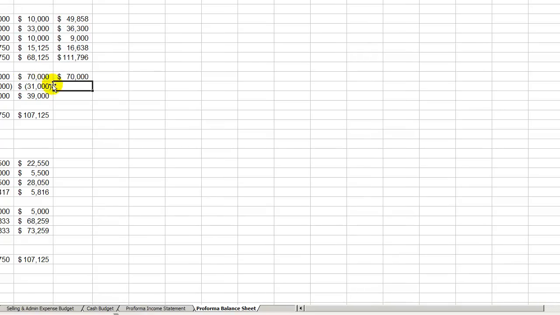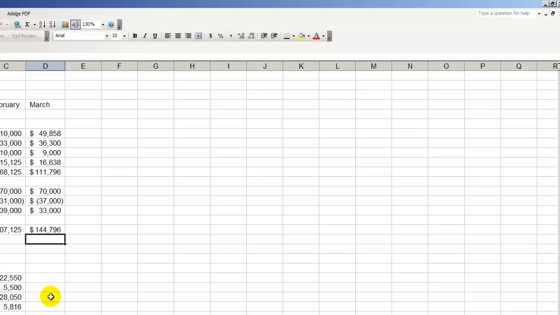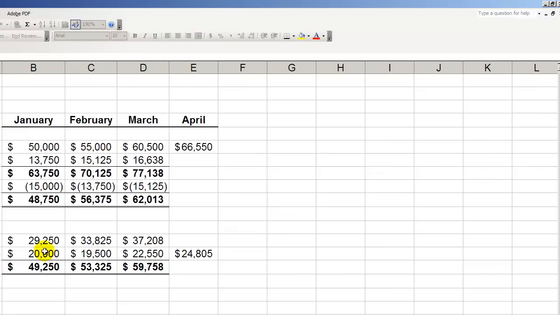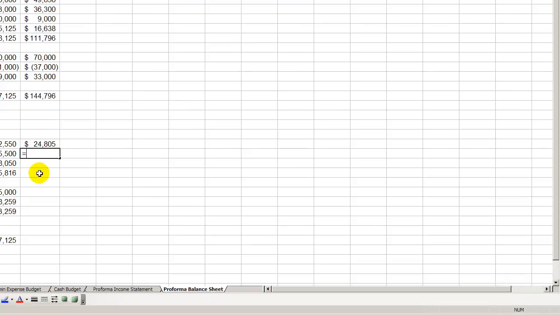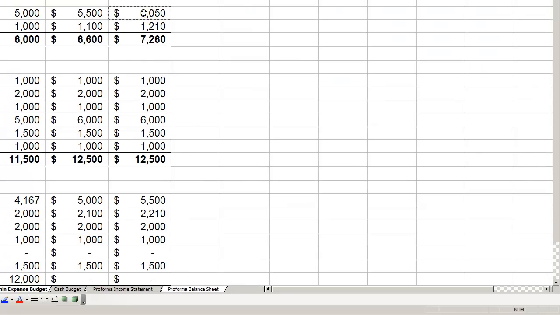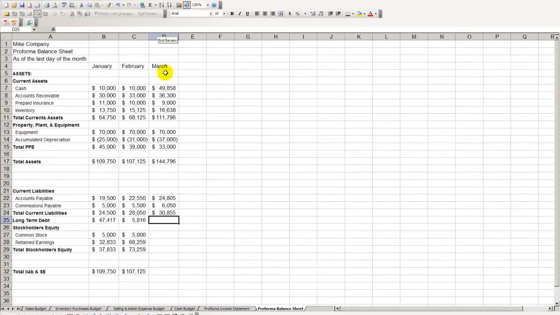Equipment remains at $70,000. Accumulated depreciation is equal to what you started with. The value of it increases by your depreciation expense. So your net property, plant, and equipment is now $33,000, and your total assets are $144,796. Accounts payable is an amount on your purchases budget, the amount of purchase you haven't paid for yet. Commissions payable is equal to the amount of commissions that will not be paid until April. Your total current liabilities is the sum of those 2.